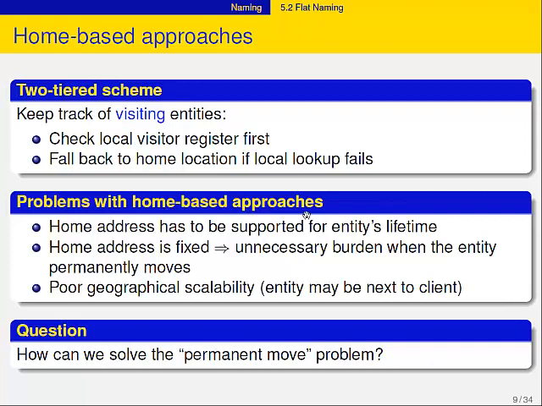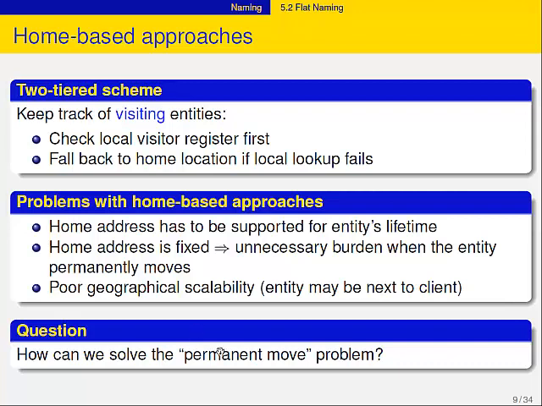Okay, so there are some obvious problems with the home-based approach. The home address has to be supported for the entity's lifetime. That means if you permanently move to South Africa, you still have a guy over there in New York forwarding your packets. So the home address is fixed, an unnecessary burden when the entity permanently moves, and it has very poor geographical scalability. I used to say, I still say this, but it really all depends. The internet is so fast, so it really depends on what you want to do.